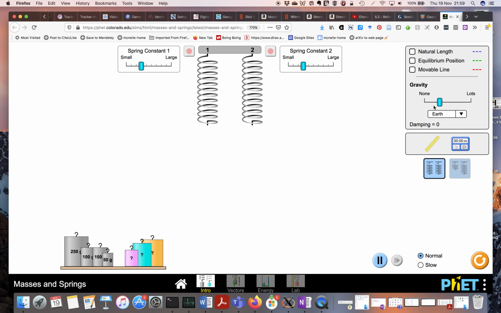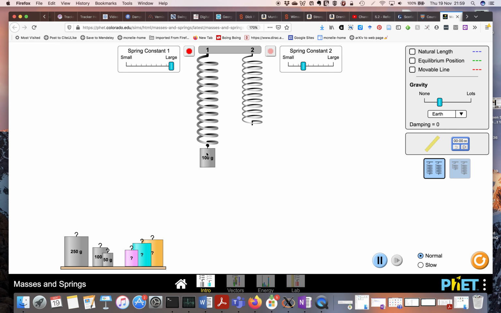The thing to check on this is that the actual forces depend on gravity, so you have to keep it at Earth. The instructions say to move the spring constant to large. You can put a mass on the spring, and if you stretch it down, it'll oscillate up and down. That's the second part of the question.